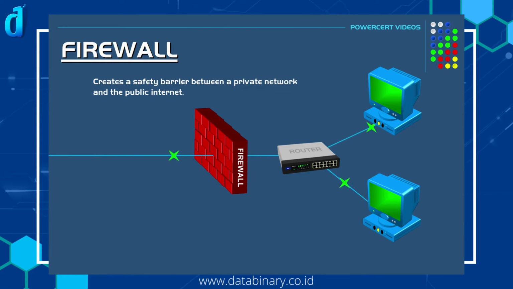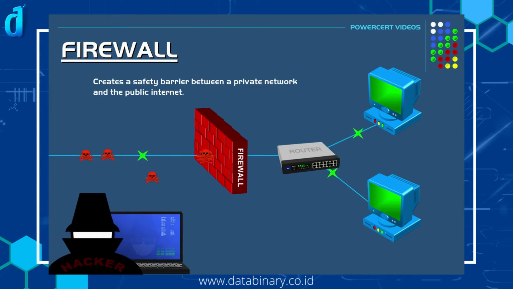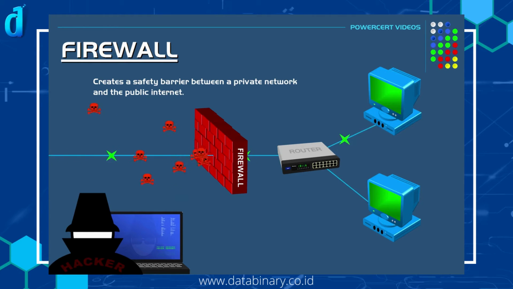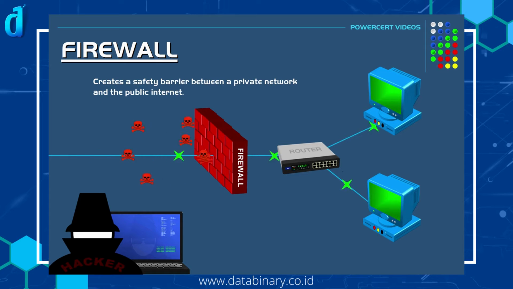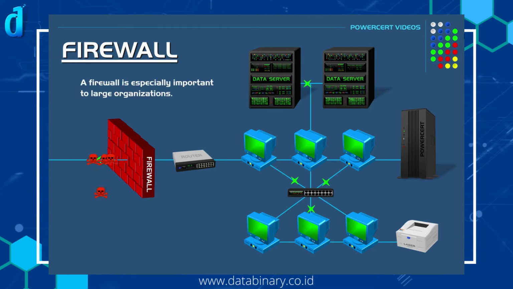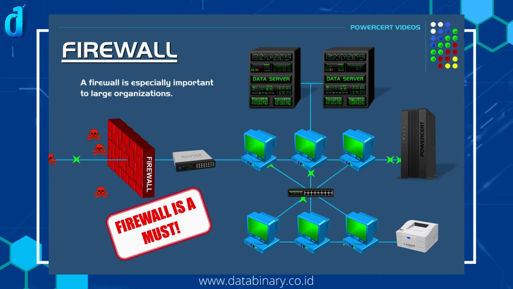Because out on the internet, there's always going to be hackers and malicious traffic that may try to penetrate into a private network to cause harm. And a firewall is the main component on a network to prevent this. A firewall is especially important to a large organization that has a lot of computers and servers in them, because you don't want all those devices accessible to everyone on the internet, where a hacker can come in and totally disrupt that organization. So that's why you need a firewall to protect them.